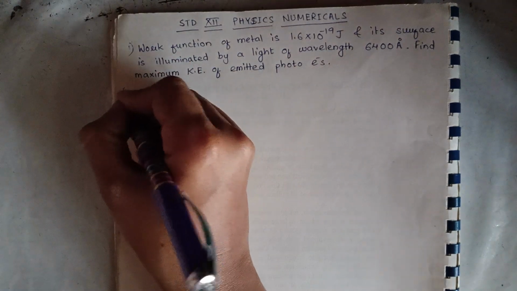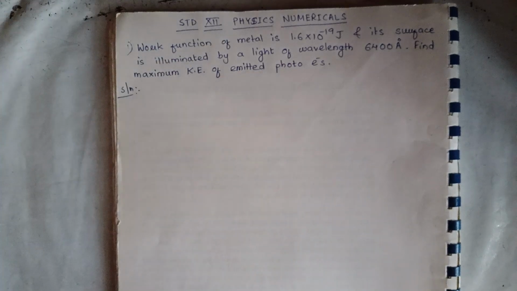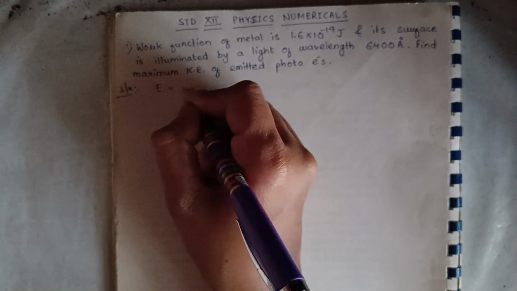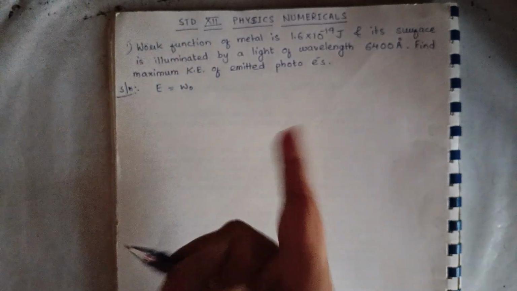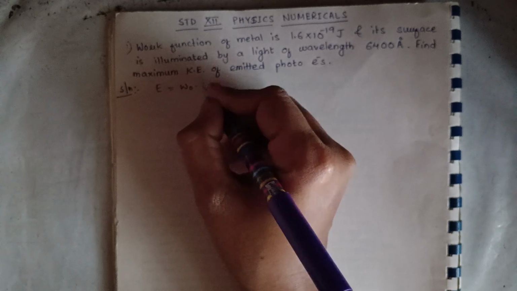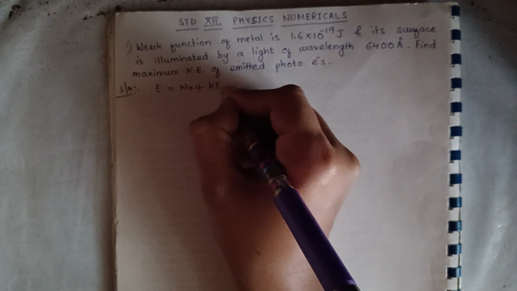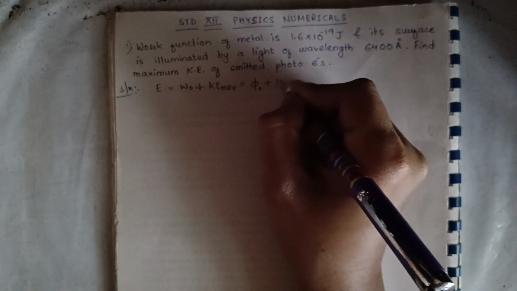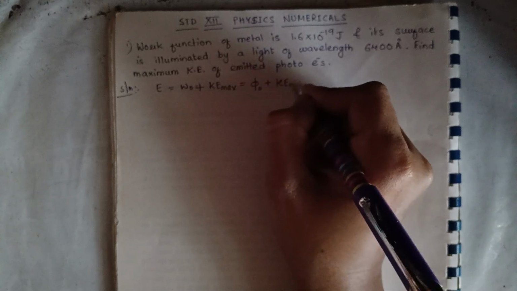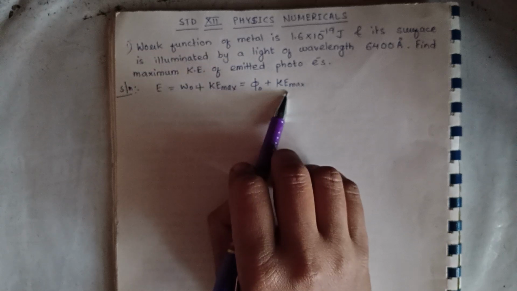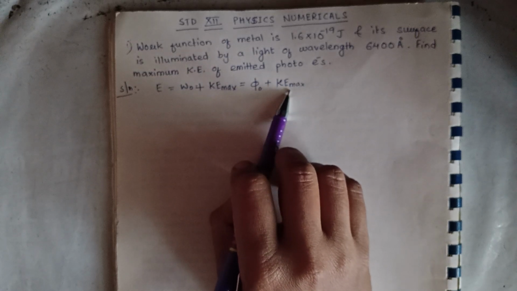So we know the formula: the total energy of the photons is given by the work function, which we write as W naught or phi naught, plus the maximum kinetic energy. Some books write it like this: phi naught plus K max. This is the work function and this is the maximum kinetic energy of emitted photoelectrons.